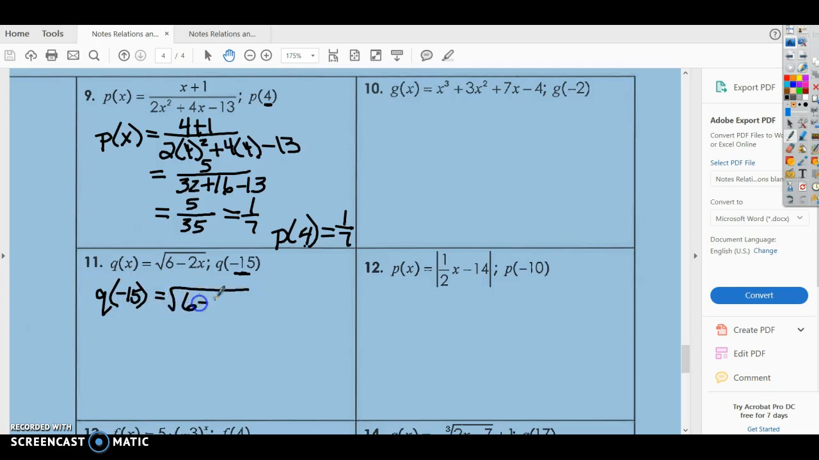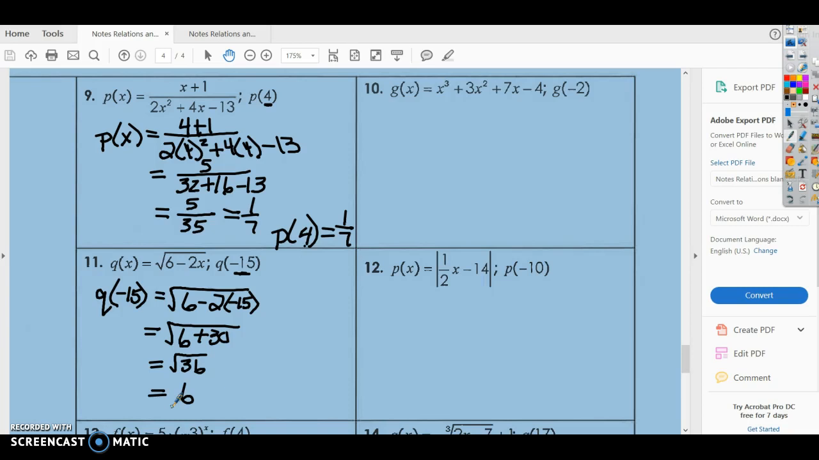And then we have the square root of 6 minus 2 times x, and we're going to plug negative 15 in for x. Now with the square root, you work underneath the radical first. Again, the left side's just the name of the function. This just says we're taking negative 15 and substituting it in our function q. Okay, so square root of 6, we've got negative 2 times negative 15, which is positive 30. Order of operations, you multiply first. 6 plus 30 is 36. And the square root of 36 is 6.